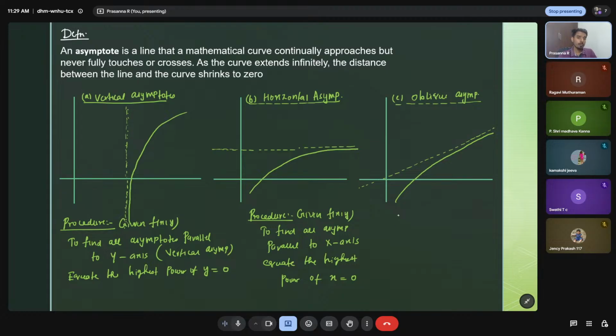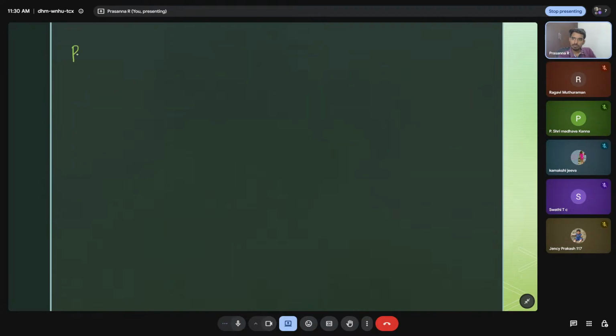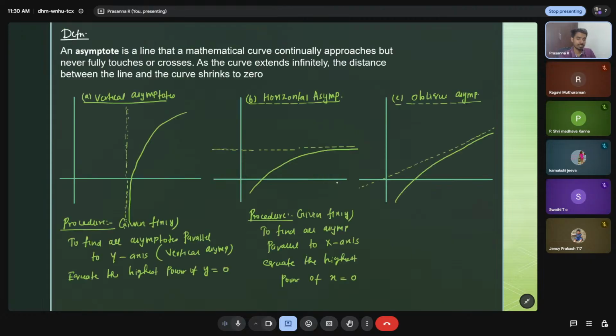Now to find oblique asymptotes, I will tell you one procedure. It is long, but it is very easy. Now, the procedure to find all oblique asymptotes, right? See, I will write the procedure. When I do problems, it will be very easy for you to understand, right?